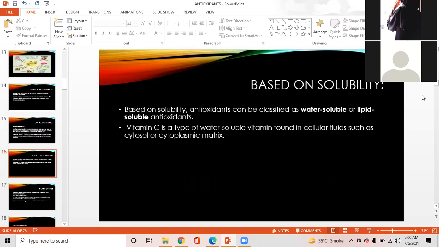Based on solubility, antioxidants can be classified as water soluble or lipid soluble. Vitamin C is a type of water soluble vitamin that is found in cellular fluids such as cytosol or cytoplasmic matrix. While for lipid soluble antioxidants, vitamin E is a very important example.